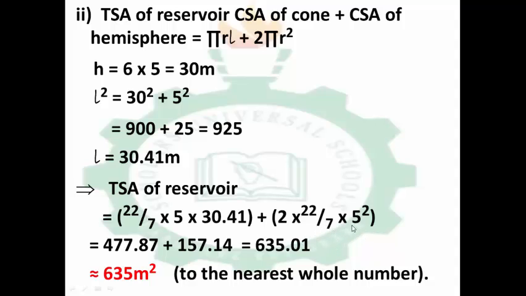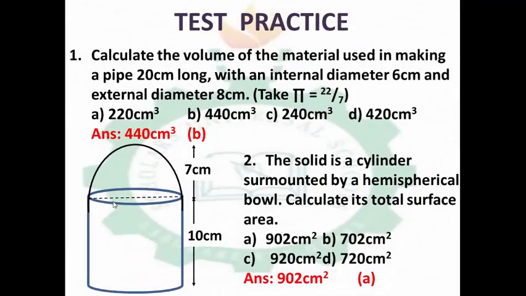Now that is how far we can go on lesson 2 of solid shapes. So we have the test practice here, number 1 to number 5. Number 1 says calculate the volume of the material used in making a pipe 20 centimeters long with an internal diameter 6 centimeters and external diameter 8 centimeters. And number 2 says the solid is a cylinder surmounted on a hemispherical bowl. Calculate its total surface area.